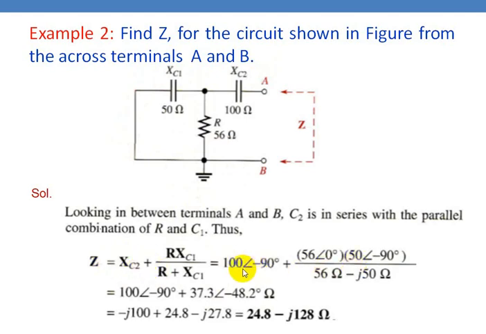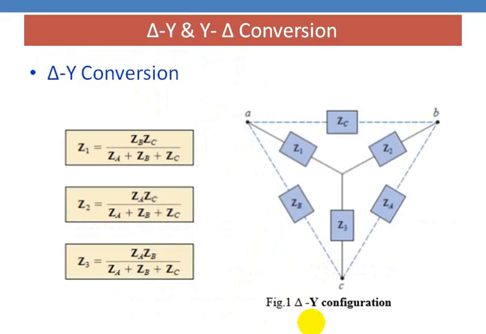So here, 100 at an angle minus 90. This is for minus J100. For minus J, you have to add the angle as minus 90. Similarly for 50, you write it as 50 at an angle minus 90, or minus J50. Substitute the values and you will get 24.8 minus J128 ohms.